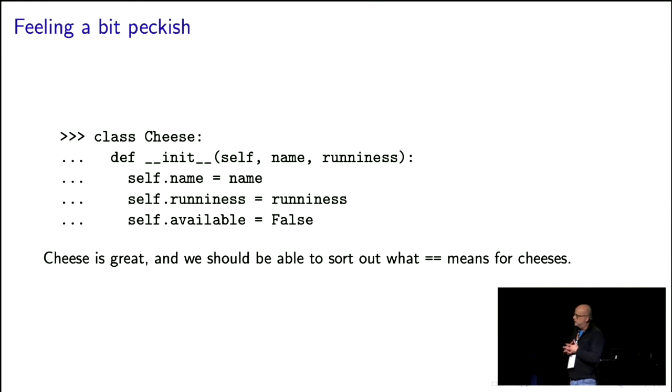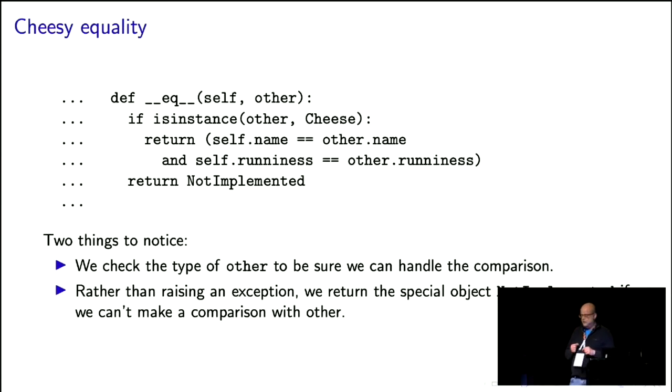So, again, here's a class, which represents cheese. Cheese is terrific. I'm sure many of us love cheese, only slightly less than we love Python. And it makes sense to say, I ought to be able to compare two cheeses and decide that they are equal in some sense. To do double equals on two different cheese objects, and get a sensible result. And so to do that, I need to implement a particular Dunder method, Dunder eq, for equality.